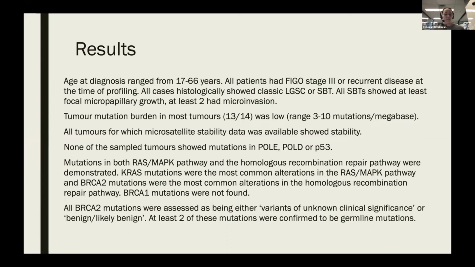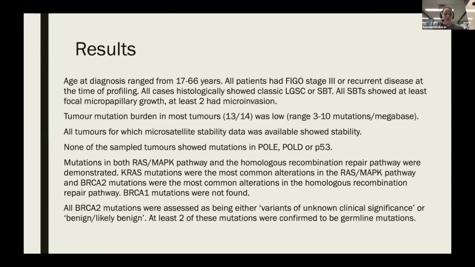The tumour mutation burden in most of the tumours was assessed as low, and the range was 3 to 10 mutations per megabase. So for reference, anything from 10 and above mutations per megabase is considered a high tumour mutation burden. All of the tumours for which microsatellite stability data was available showed stability, and none of the tumours showed mutations in POLE, POLD, or P53.